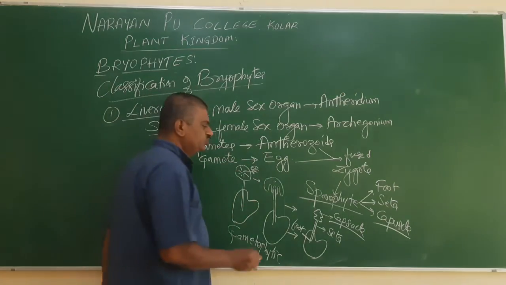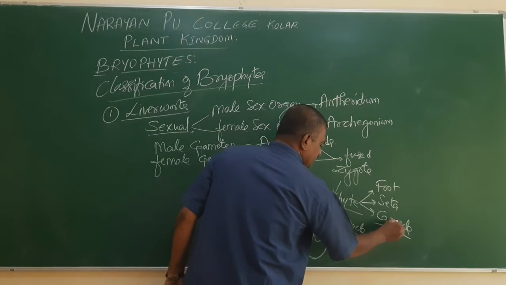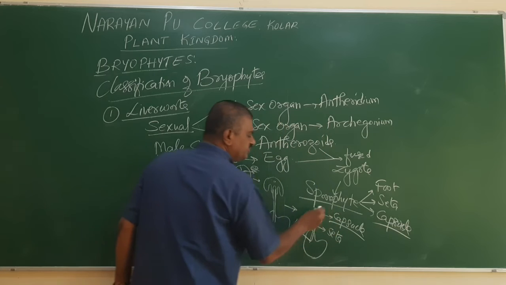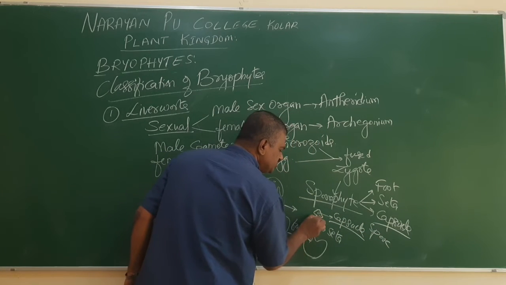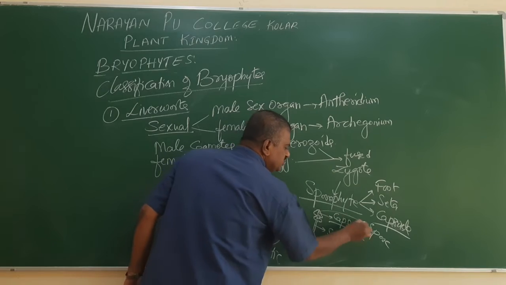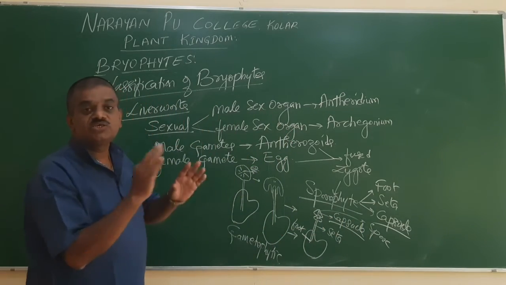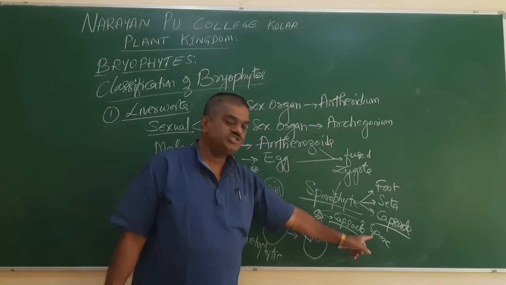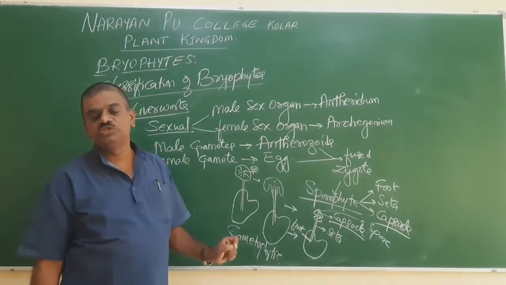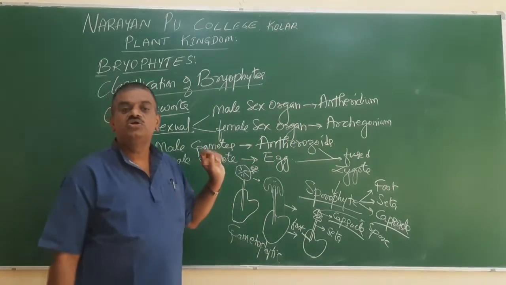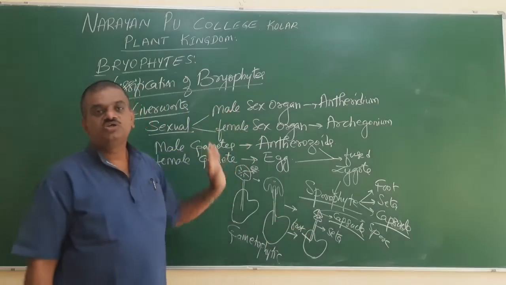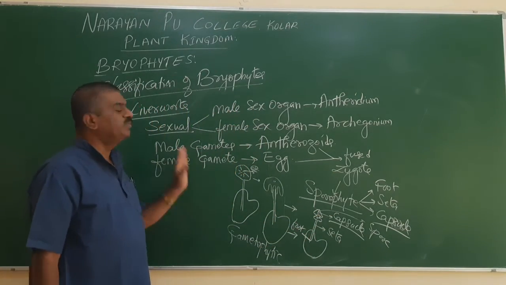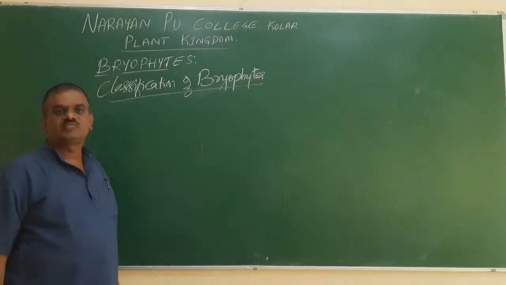This capsule produces the spores. Once the capsule is opened, it throws out the spores, and the spores fall at a suitable place to give rise to a new plant body. So the spore gives rise to a new plant body. So this is about liverworts.